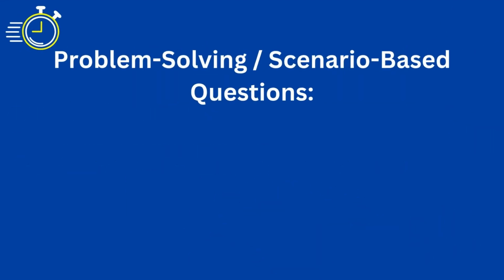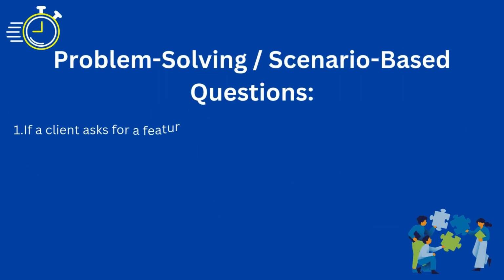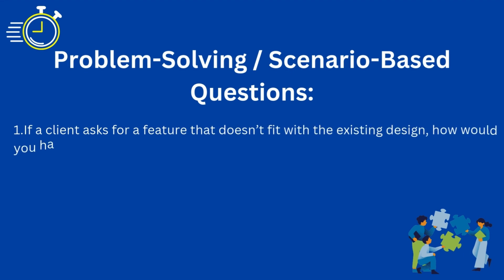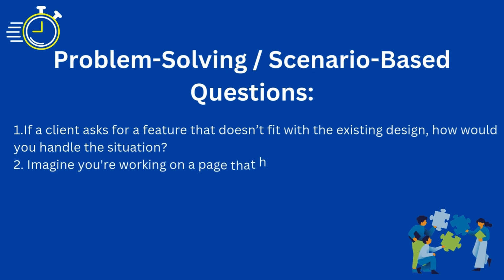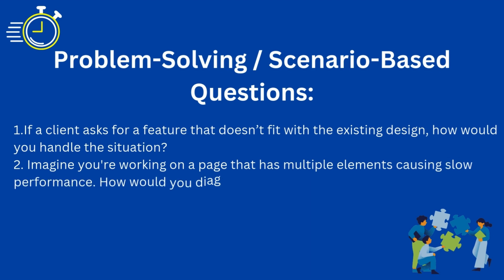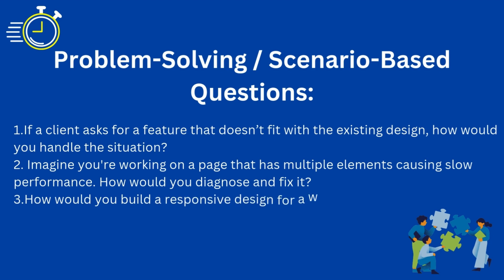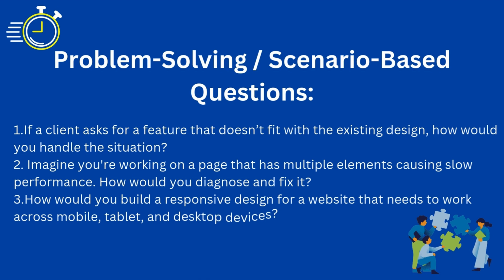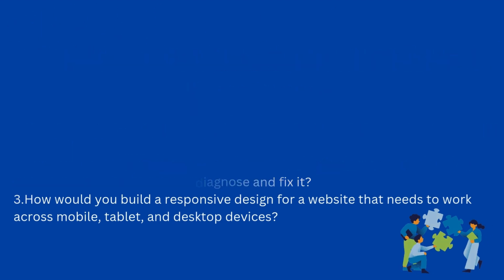Problem-solving, scenario-based questions. Question number 1: If a client asks for a feature that doesn't fit with the existing design, how would you handle the situation? Question number 2: Imagine you're working on a page that has multiple elements causing slow performance. How would you diagnose and fix it? Question number 3: How would you build a responsive design for a website that needs to work across mobile, tablet, and desktop devices?